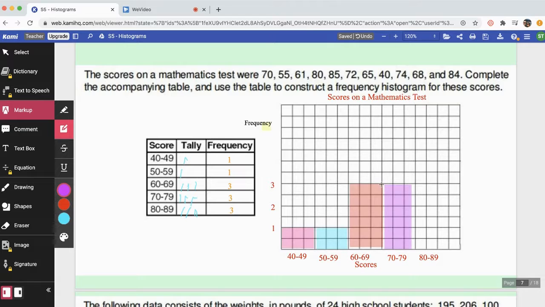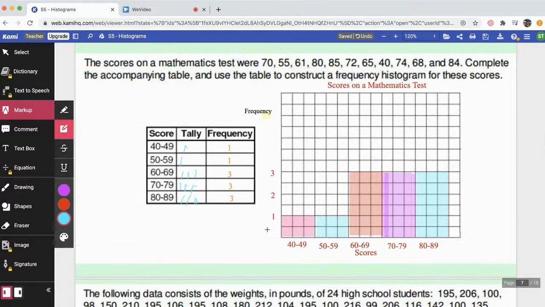That one I didn't quite get close enough to touch there, but it should be touching. And then the last one was 80 to 89, and it also has 3. So that's what our histogram would look like. That represents the scores on the mathematics test.